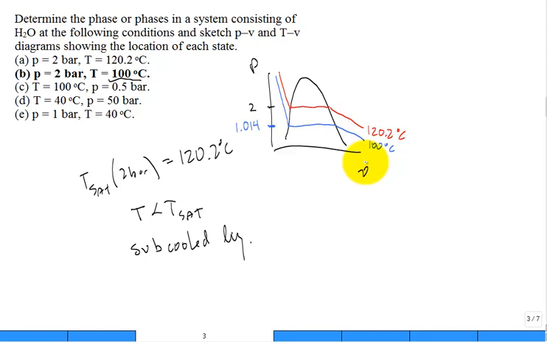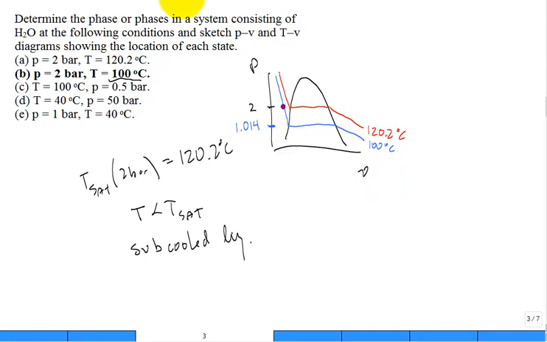So where is our state? Well, we're on this line of constant temperature, the blue line of 100 degrees C, but we're at a pressure of 2 bar, and the state's at this point right there. So it's 2 bar and 100 degrees C.